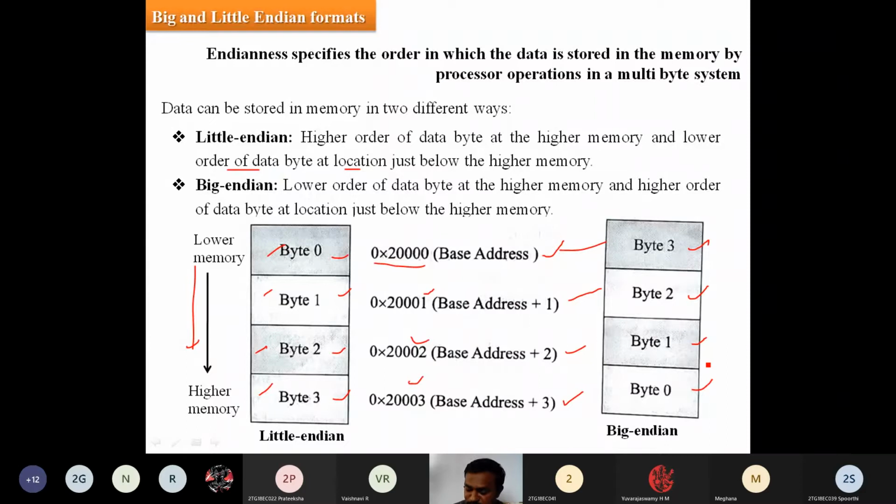This is not a viva question, Yuvraj Swami. You are not attending any viva question. Practical lab. Yuvraj Swami. Sir. 4-byte data, how is it stored in Little Endian? Higher memory.